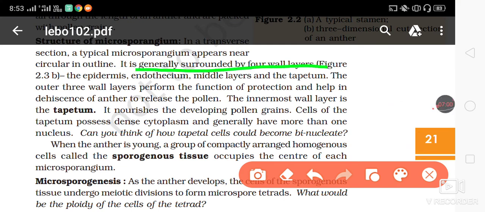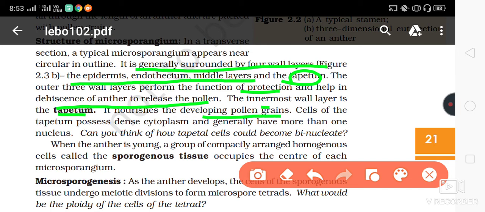The outer three wall layers perform the function of protection and help in dehiscence of the anther to release the pollen grains. The outer wall layers consist of the epidermis, the endothecium and the middle layer, and the innermost layer is the tapetum. The tapetum nourishes the developing pollen grains. Cells of the tapetum possess dense cytoplasm and generally have more than one nucleus. Can you think of how many tapetal cells could be binucleate?